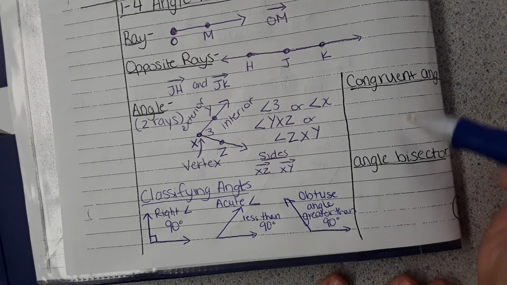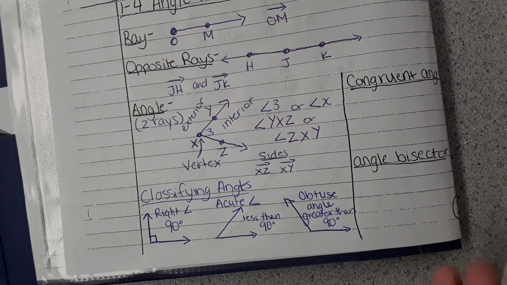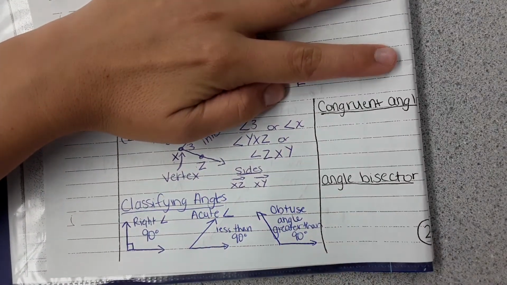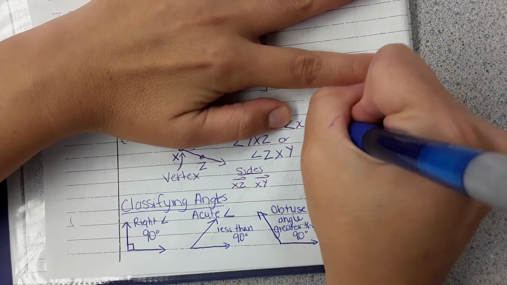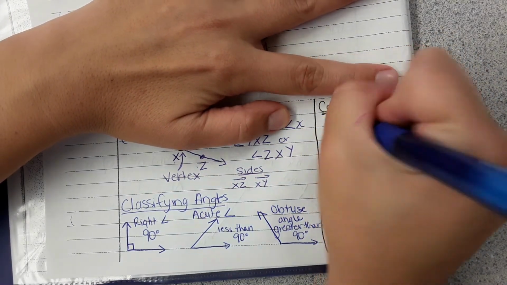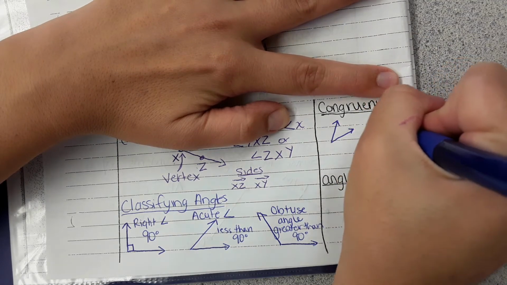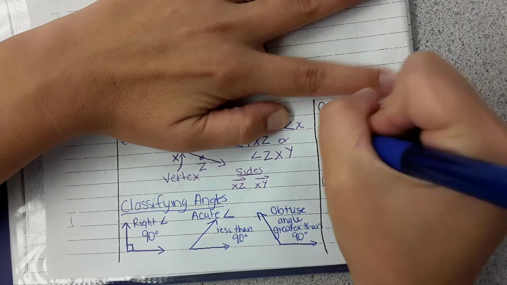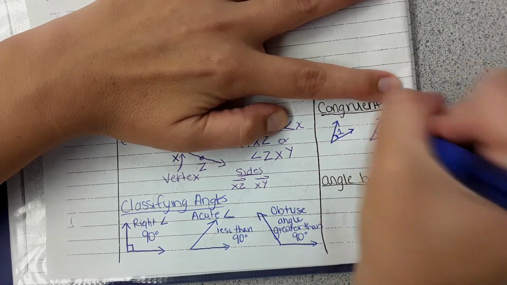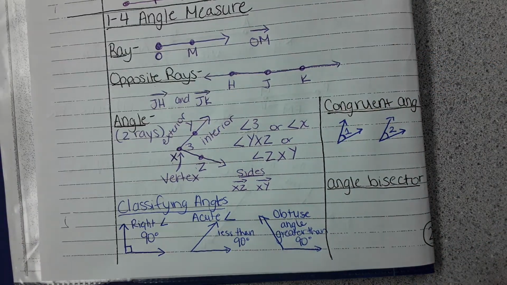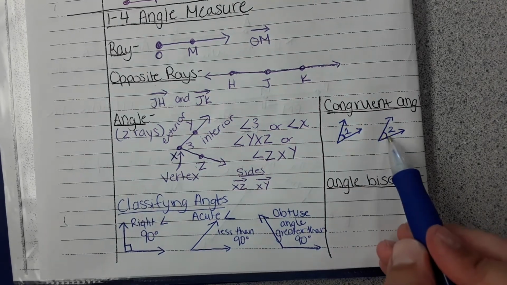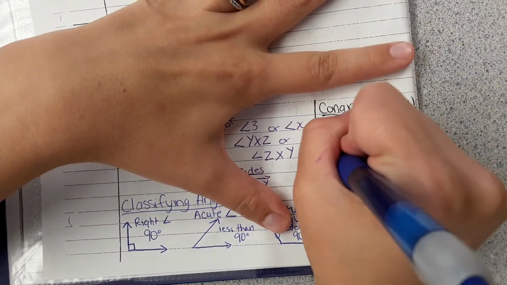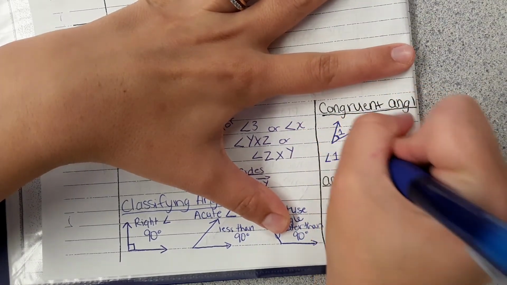Okay, then we have two more vocabulary words over here. The first one is congruent angles. Congruent means the exact same size. So here we have two congruent angles. Congruent meaning they have the same angle measure. You can identify congruent angles because they will have the same arc here, and that means they're the same measure. So here we can say angle 1 is congruent to angle 2.